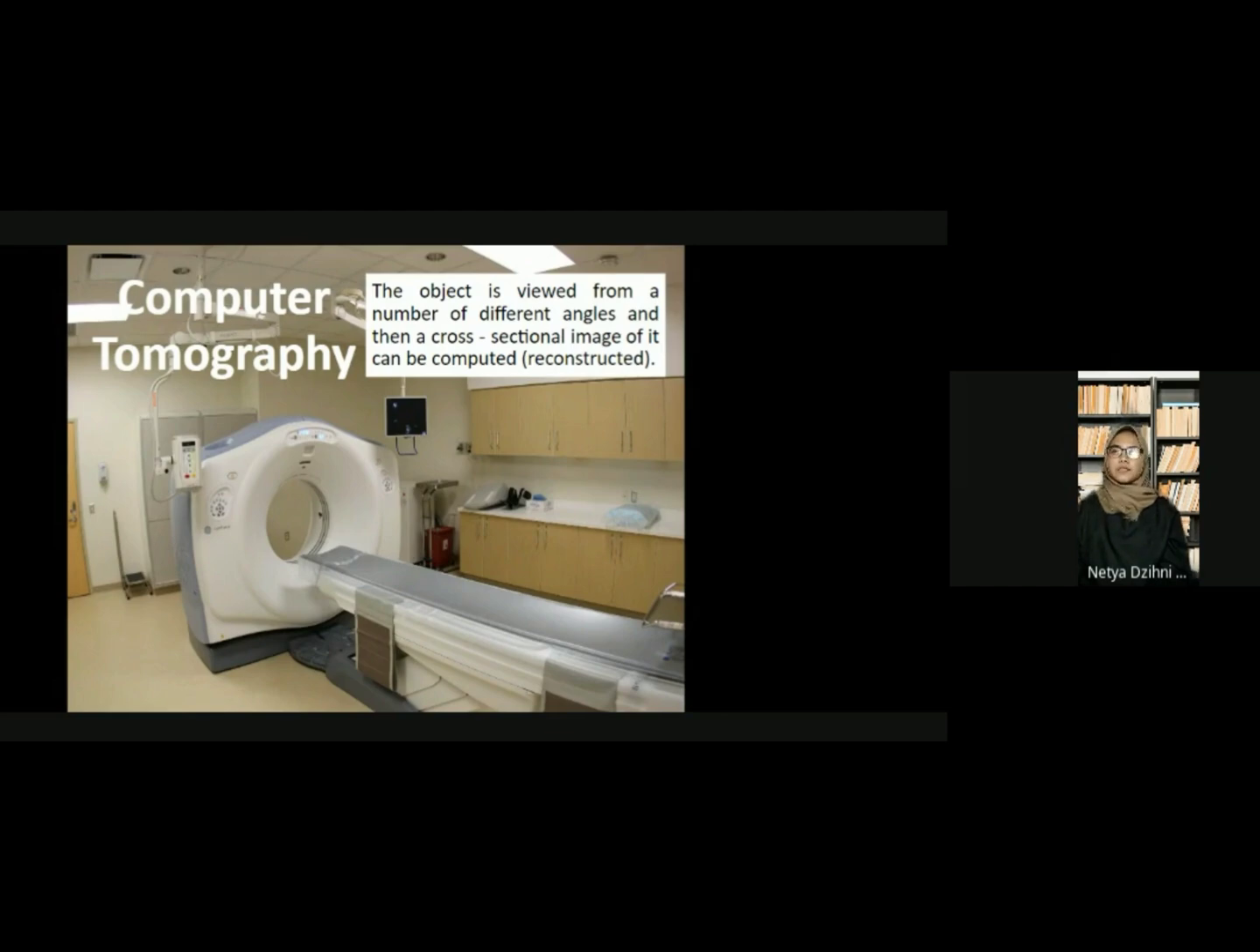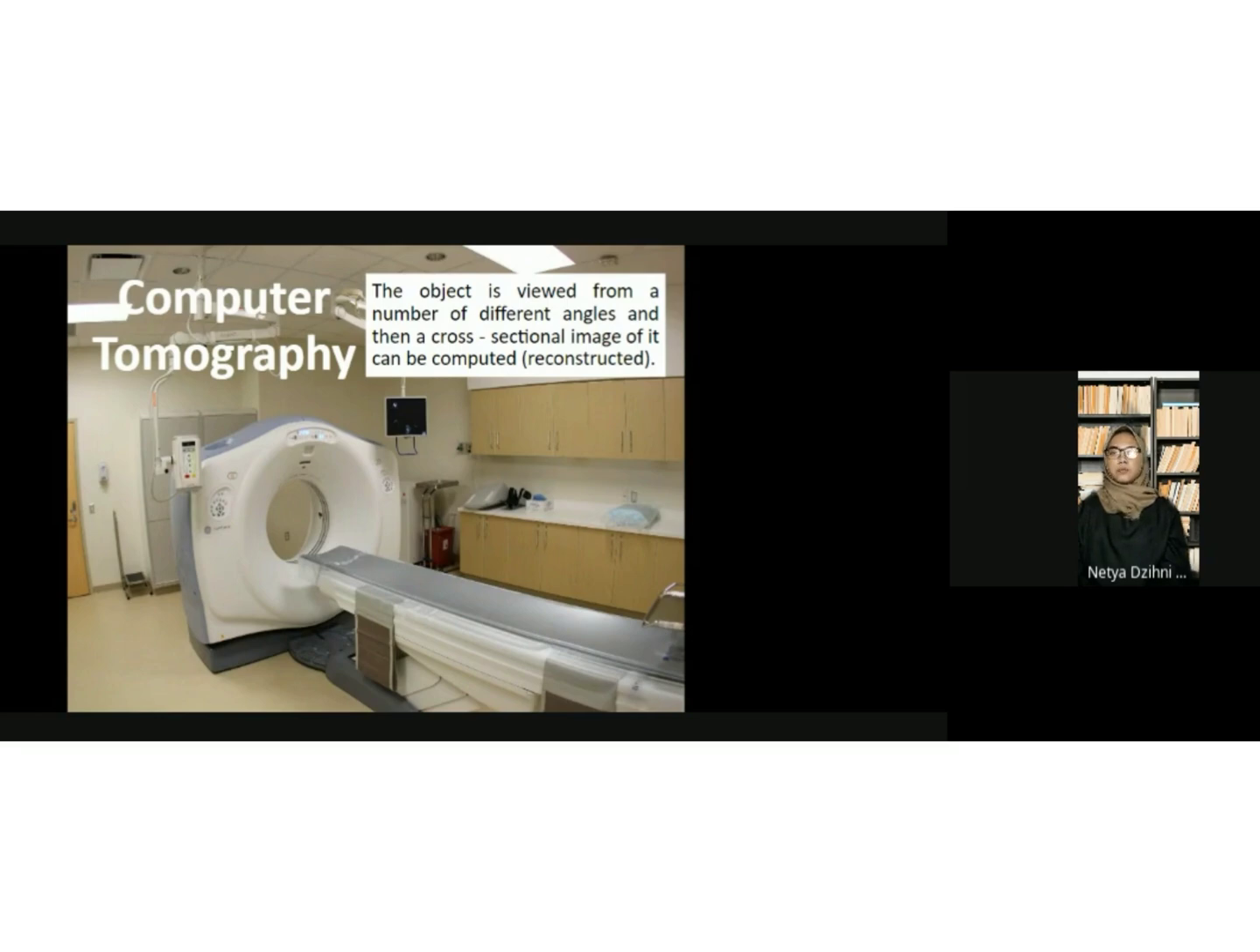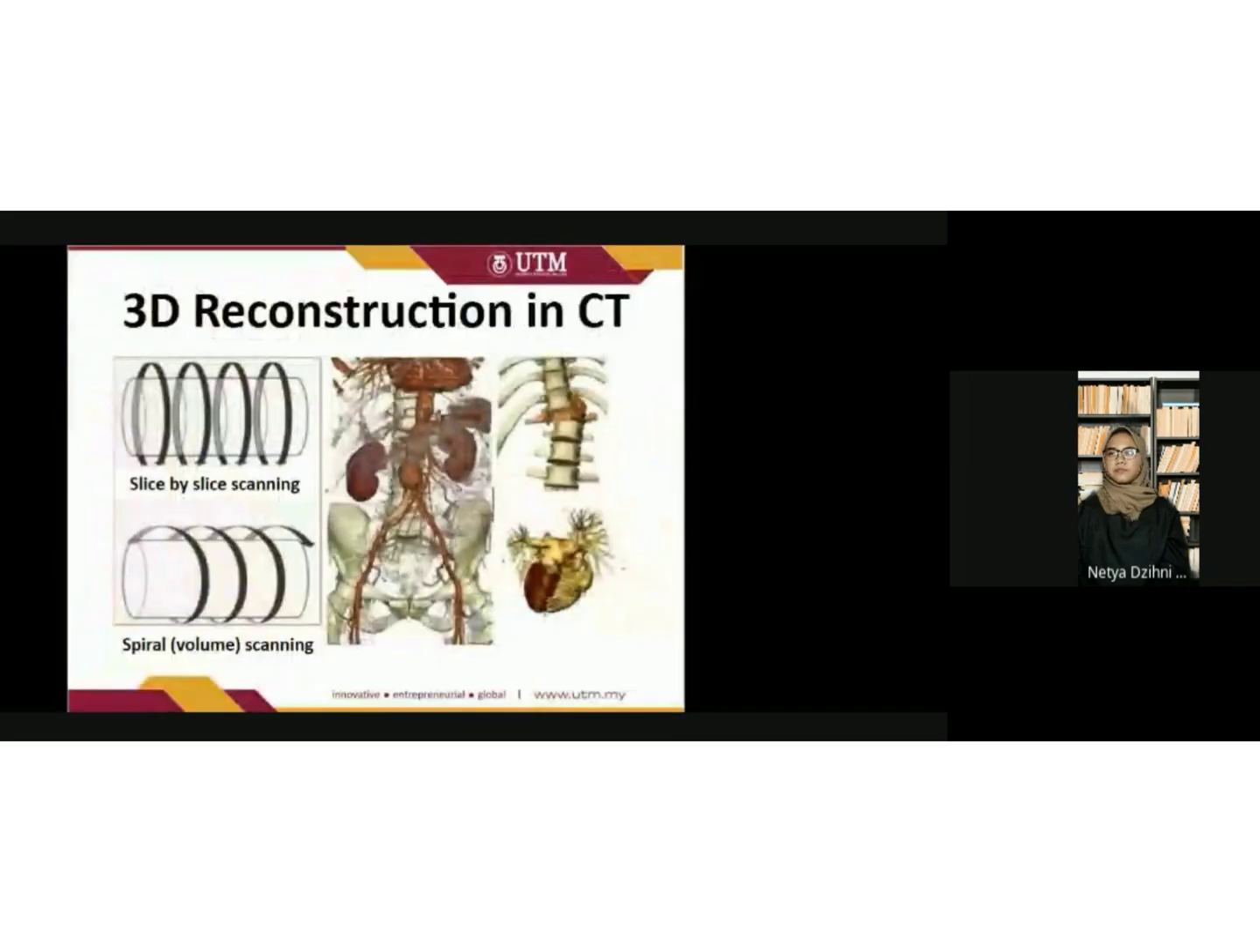The object is viewed from a number of different angles, and the cross-section image can be computerized. The advantage of this system is that it provides 3D anatomical information and also the topology of the bones. The drawbacks of the system are excessive radiation and that it is not really good for soft tissue.